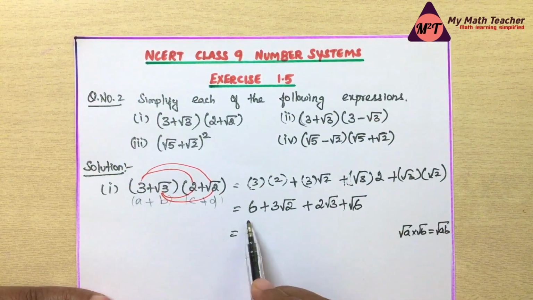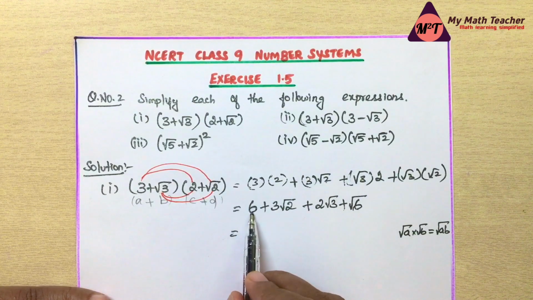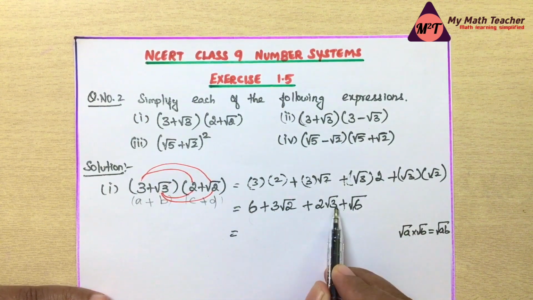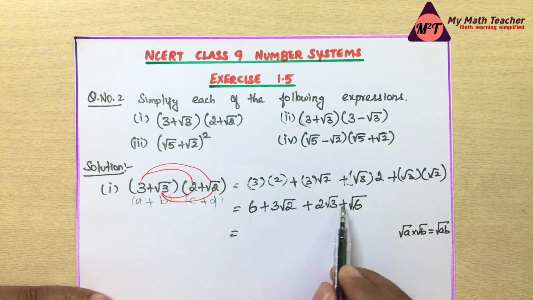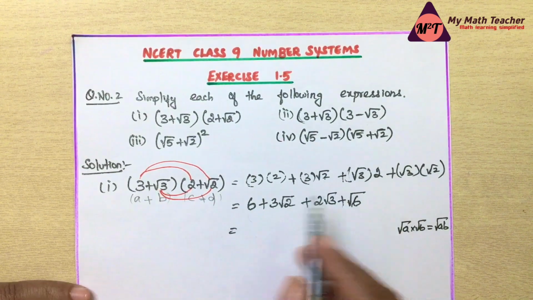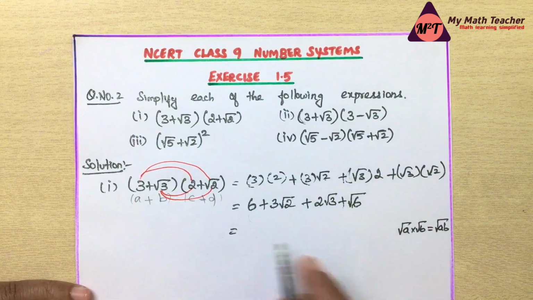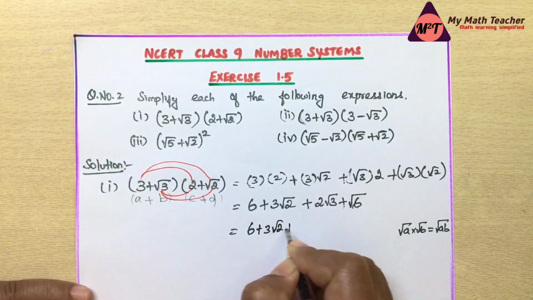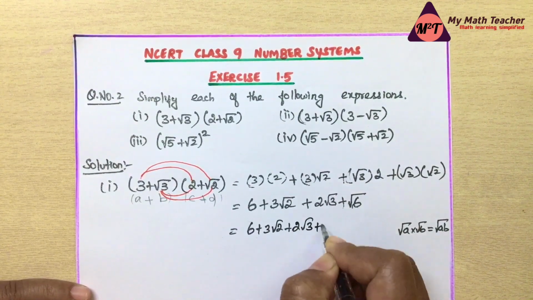Now you have to look for any common terms. 6 here, 3√2, plus 2√3. They are different: √2, √3 and √6. So nothing is common here. We can straight away write the same answer: 6 + 3√2 + 2√3 + √6.